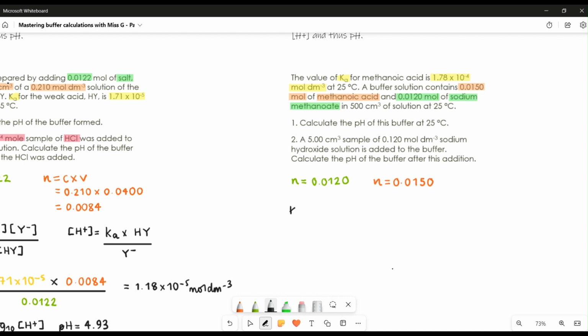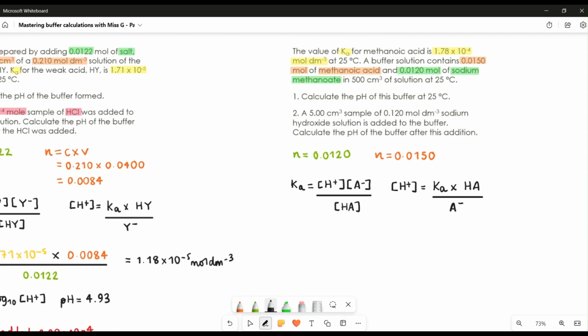So Ka is equal to the concentration of H plus times the concentration of A minus, divided by the concentration of HA. But of course, when I rearrange this, because I'm using the moles of the weak acid and the salt, I'm going to drop the square brackets. So [H+] equals Ka multiplied by the moles of HA divided by the moles of A minus. And then we can sub all of those values in.